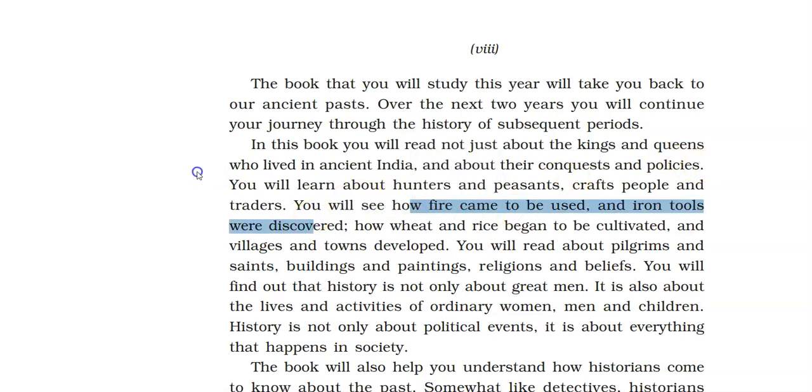You will learn about hunters and peasants, craftspeople and traders. You will see how fire came to be used and iron tools were discovered. As children, this is a very important topic from the examination point of view. You should not forget this point. How fire was invented, how they started discovering tools, what are the advantages of these tools, and why they started using tools. All these things we are going to learn in this chapter. Isn't it amazing?